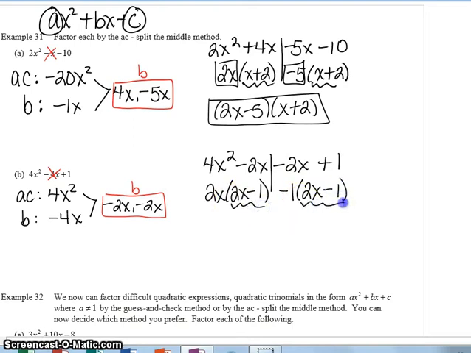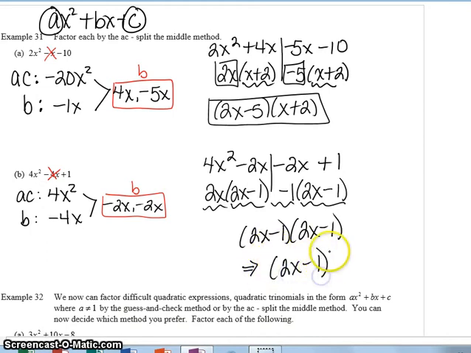This match gets written down one time, so that's the binomial 2x minus 1. And then on my outside, it's also a 2x minus 1. So you could leave it as that, but anytime you have something written twice that's identical, you could write it as 2x minus 1 in quantity squared. Okay?